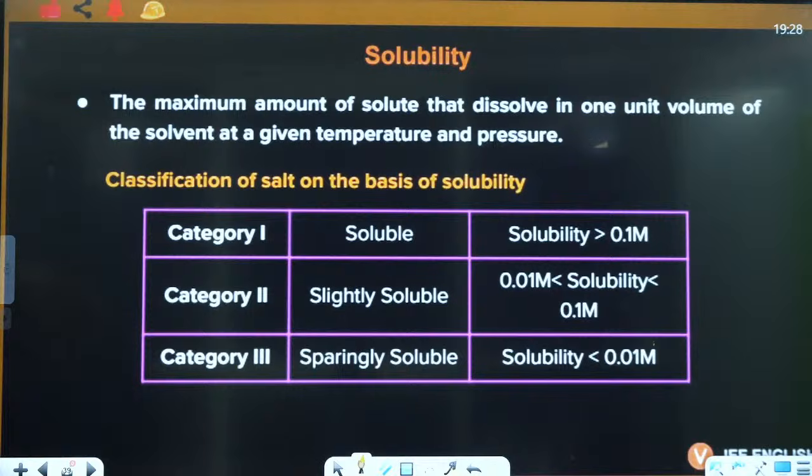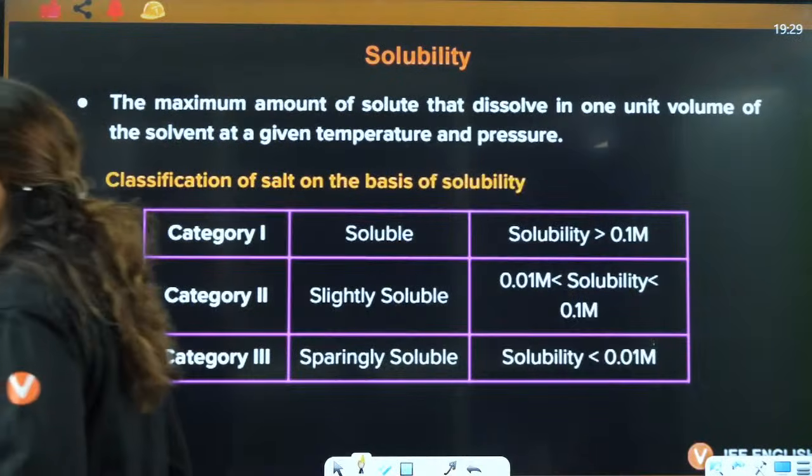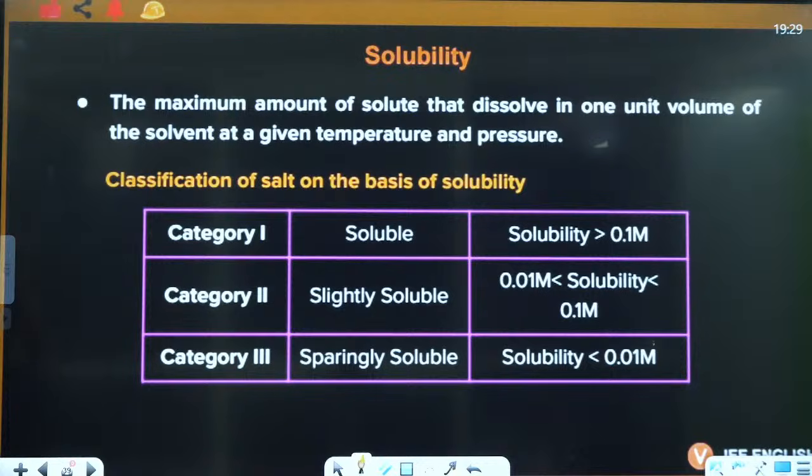Tell me, guys, all the students in the chat box, do let me know if we can start with solubility or not, right?